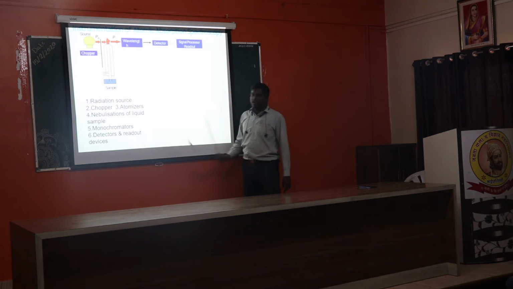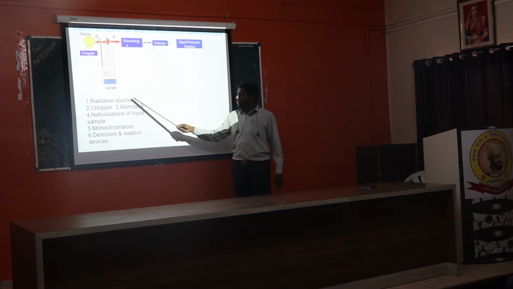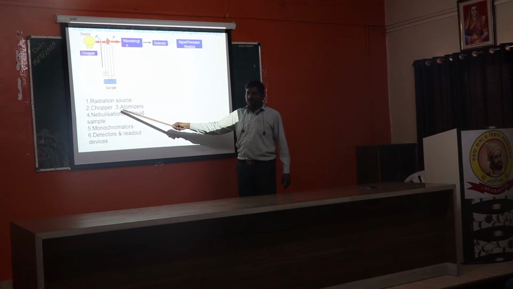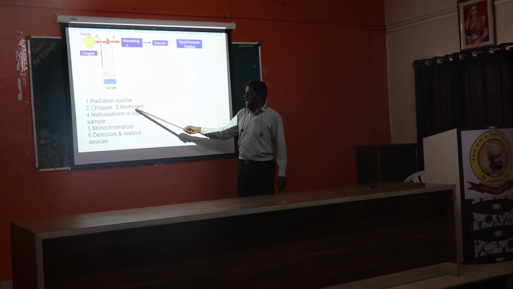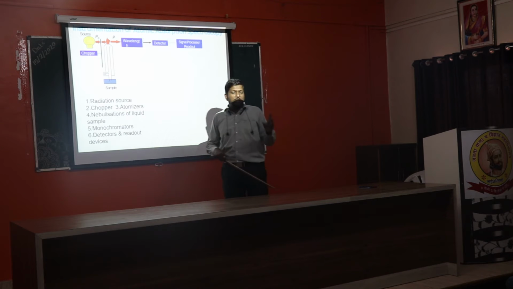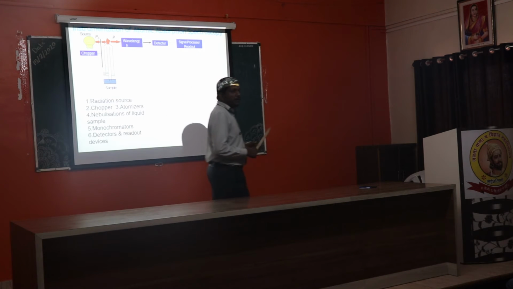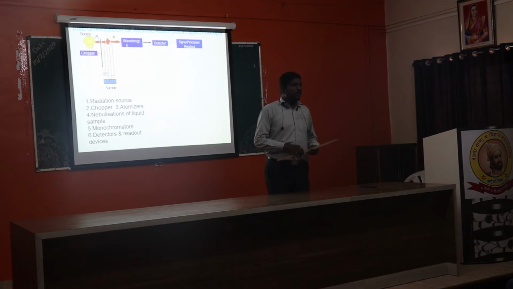Okay, these terms are very important. If you do not have a proper radiation source, you will not get the proper answer. A chopper is required every time in this AAS technique. Atomizers, nebulization of liquid sample, monochromator. Now, do you know the types of monochromator? What are the different types of monochromator?